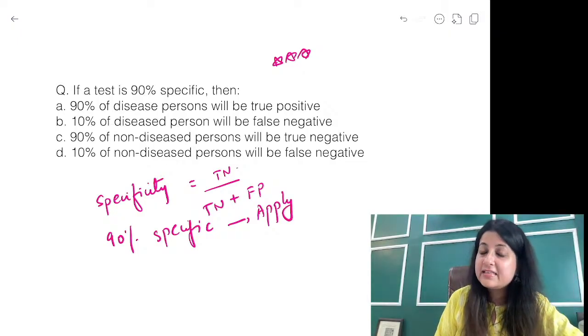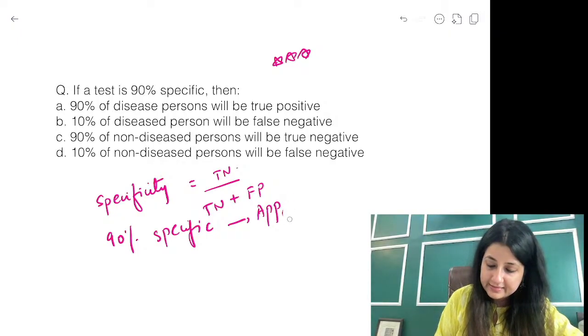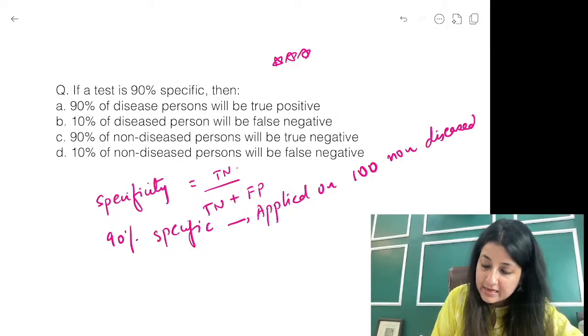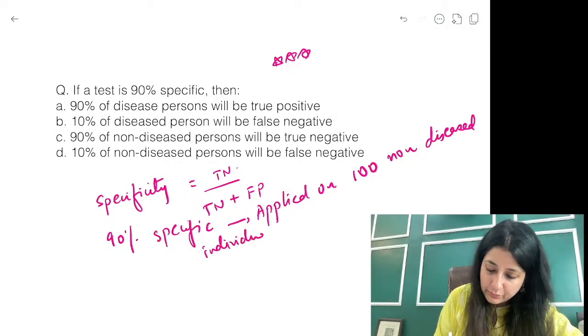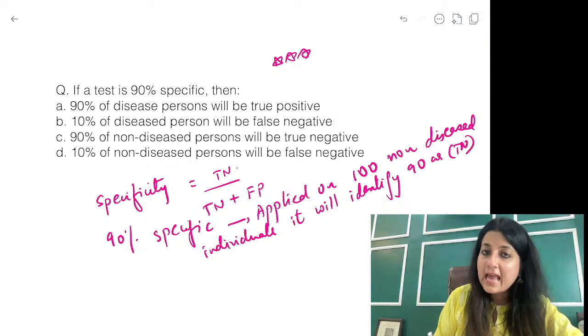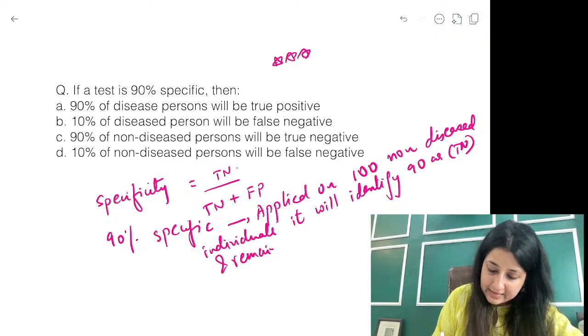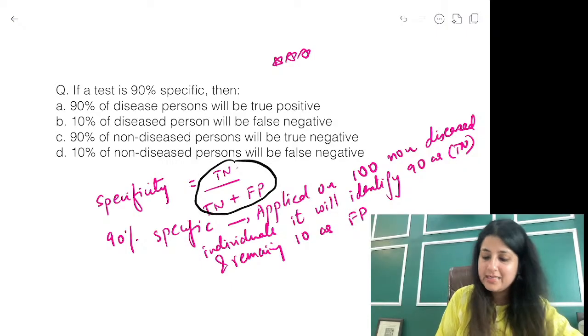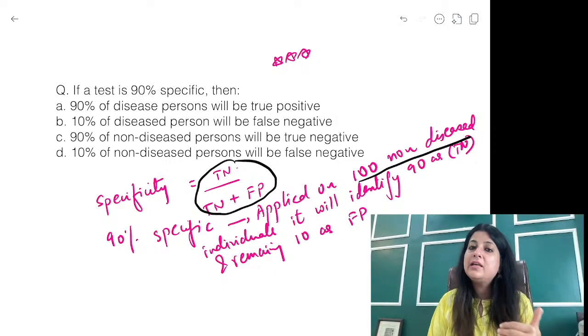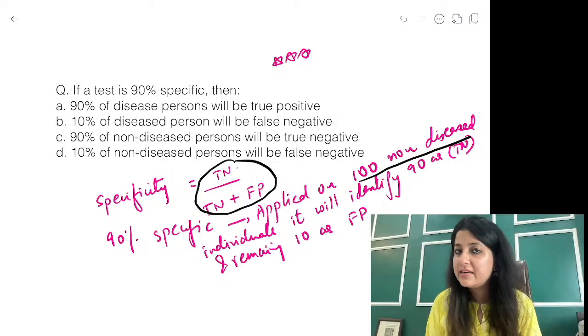if the screening test is applied on 100 non-diseased individuals, not diseased, 100 non-diseased individuals, it will identify 90 as true negative and the remaining 10 as false positive. Because in the definition, TN upon TN plus FP. So if I apply it on 100 non-diseased, it will give me 90 as true negatives and the remaining 10 as false positives.